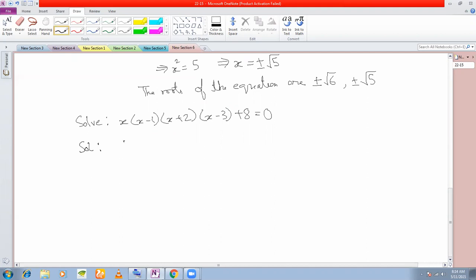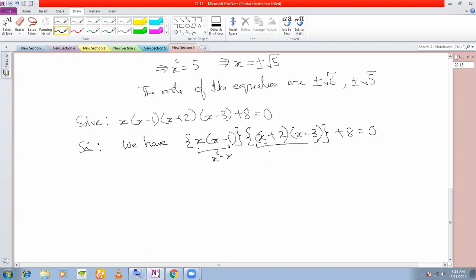So what you do is you categorize this. You write this as x into x minus 1 together, because if you multiply, you'll get x square minus x. And you take these two together, x plus 2 and x minus 3, because if you multiply these two, you will get x square minus x also and plus something. So in both the cases you are getting x square minus x, and here x square minus x plus something. That is why you group these two together.